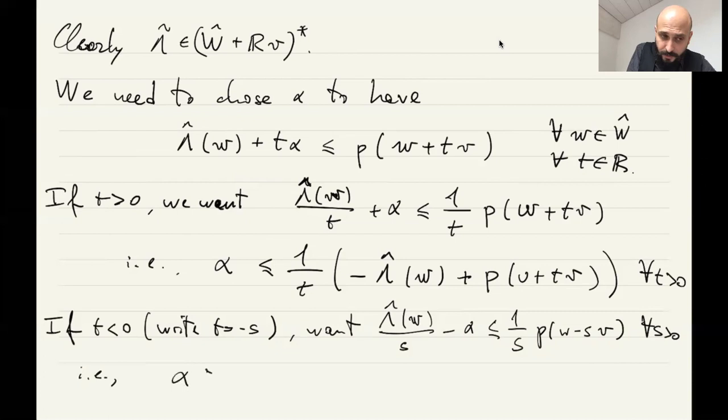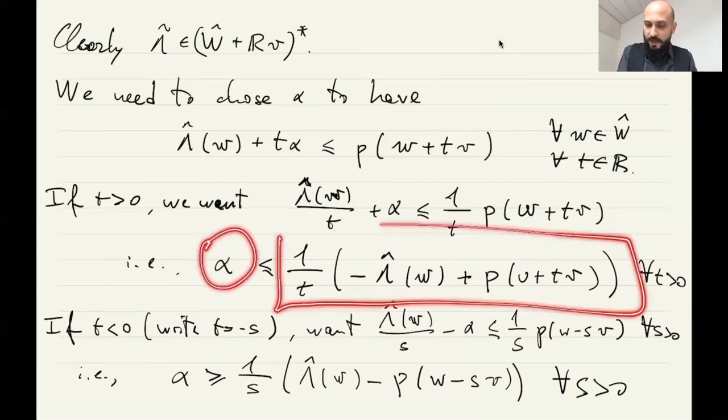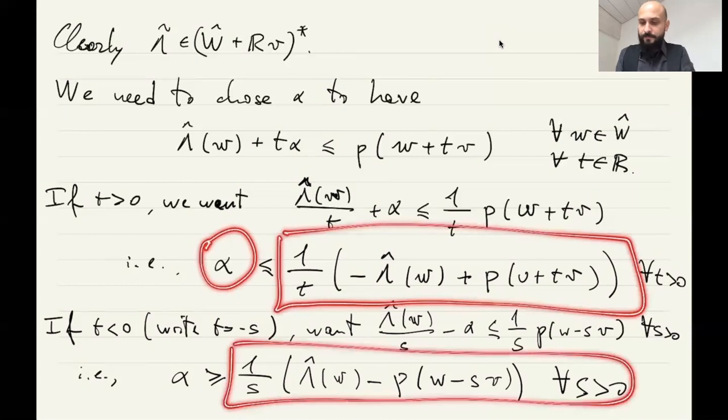Alpha should be greater or equal than 1 over s times (alpha hat w minus p of w minus sv), for all s greater than 0, and therefore should be bigger than the supremum of all these numbers. So let me write that alpha needs to be chosen between all these values and all these values.